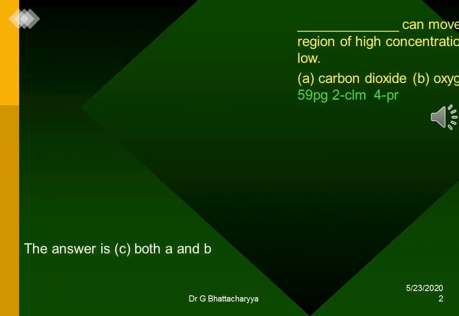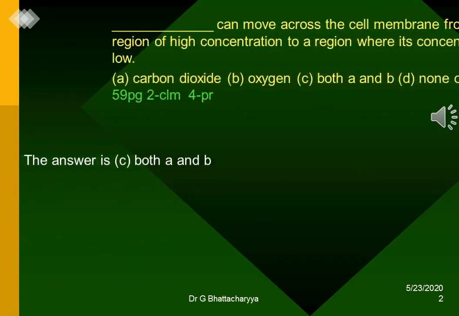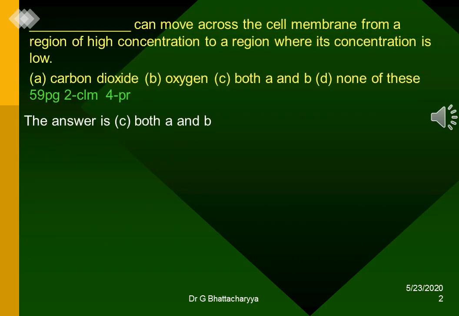Gas can move across the cell membrane from a region of high concentration to a region where its concentration is low. A. Carbon dioxide, B. Oxygen, C. Both A and B, D. None of them. The answer is C. Both A and B.